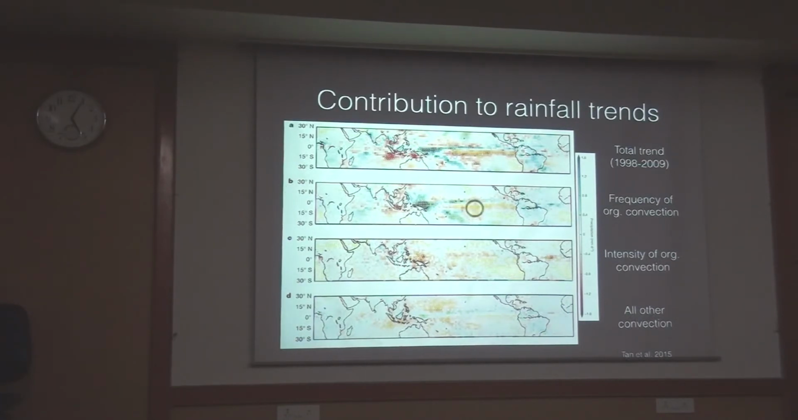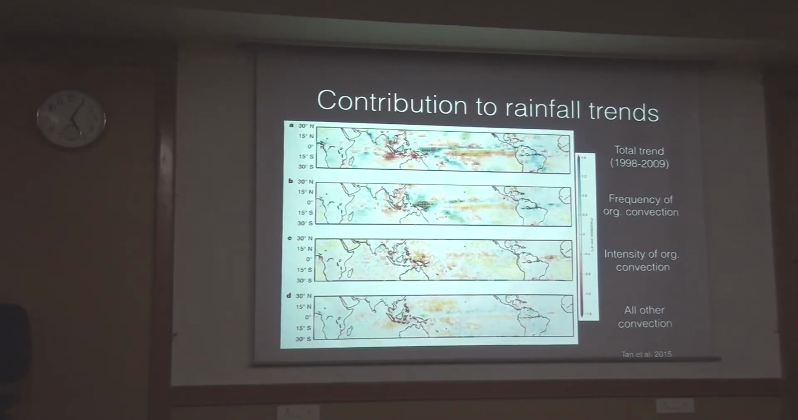This is not just the frequency itself, this is the contribution of the change in frequency to the change in rainfall. So the units are the same as here, so the blues mean exactly the same. This is the contribution to the overall change in rainfall of changes in intensity of the rain. So when the organized convection is there, how much does it rain? And as you can see, if anything, that has been reducing, not increasing.